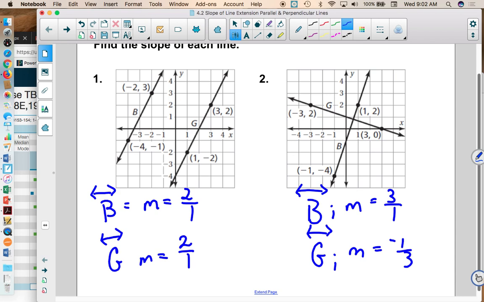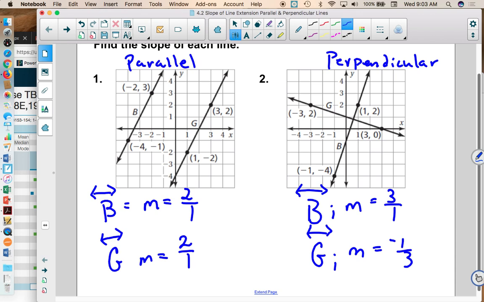Okay? Take a look here at number 1. What type of lines are you seeing in number 1? What kind of lines are they? These are parallel. What about in number 2? What type of lines are they? What are they, Cadence? Perpendicular. Okay. That's kind of interesting.